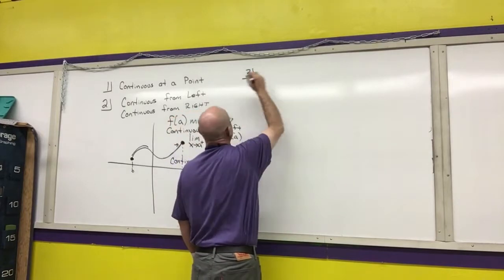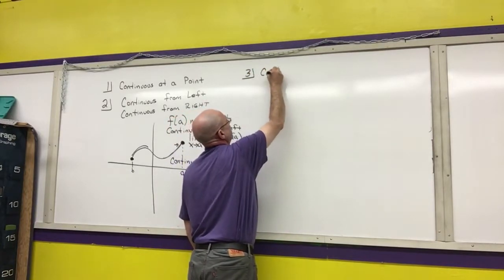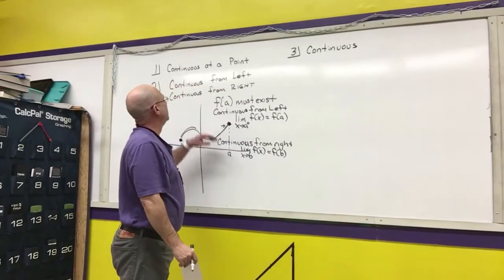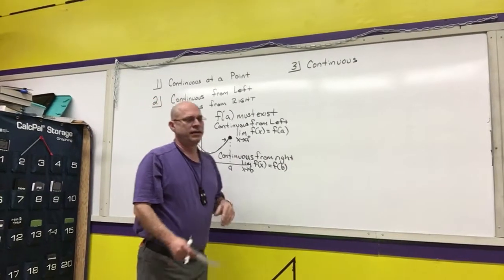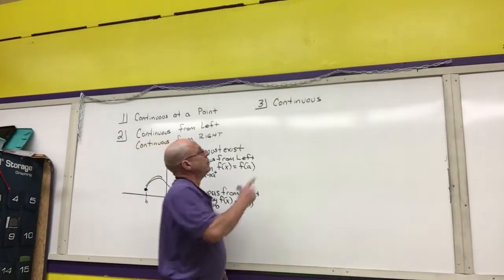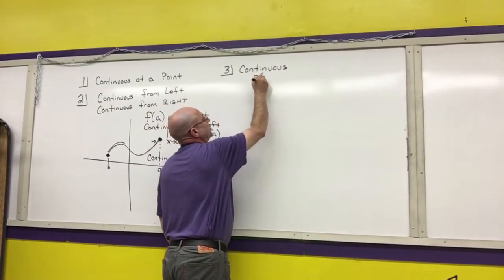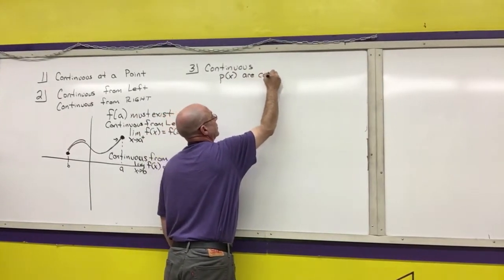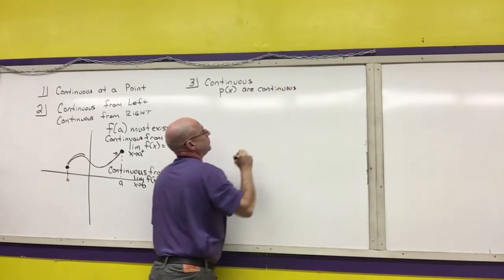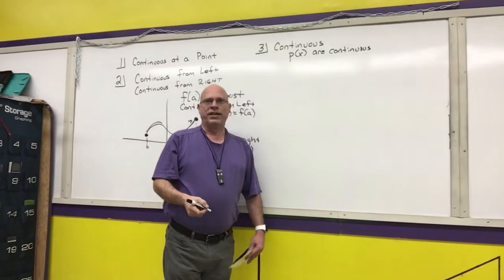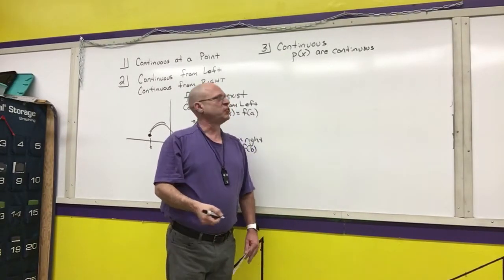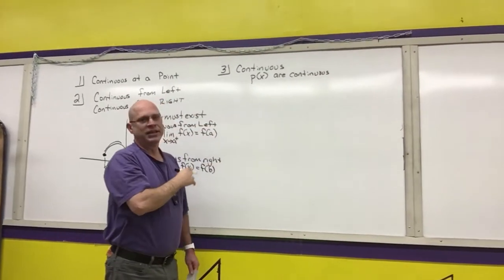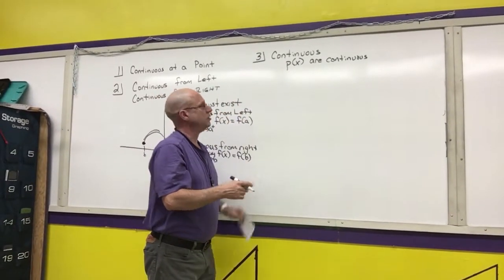So the third type of continuity I want to talk about is just plain old continuous. If we say a function is continuous, that means it's continuous at every point from negative infinity to infinity. All polynomial functions of x are continuous. Y equals x squared, y equals x cubed, y equals x squared plus 2x plus 1. All of our polynomial functions you can draw without lifting your pencil off the paper. They are continuous at all points, so we call them continuous functions.